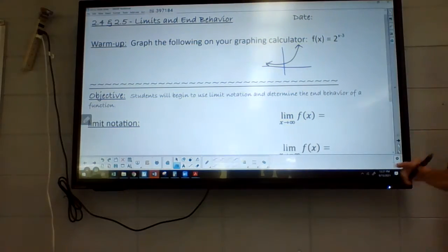Okay, so this is what our graph looks like. And what we're going to talk about is what number that left side is going to end up at and what number that right side is going to end up with. That's the idea with limit notation.